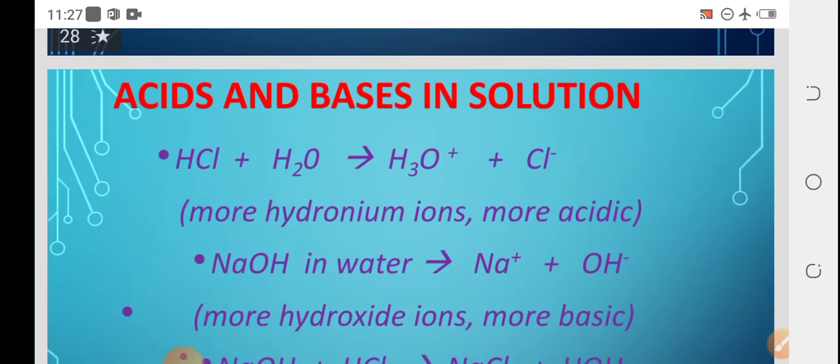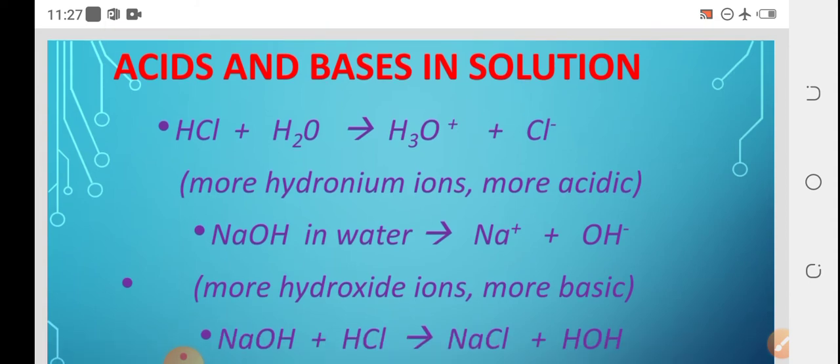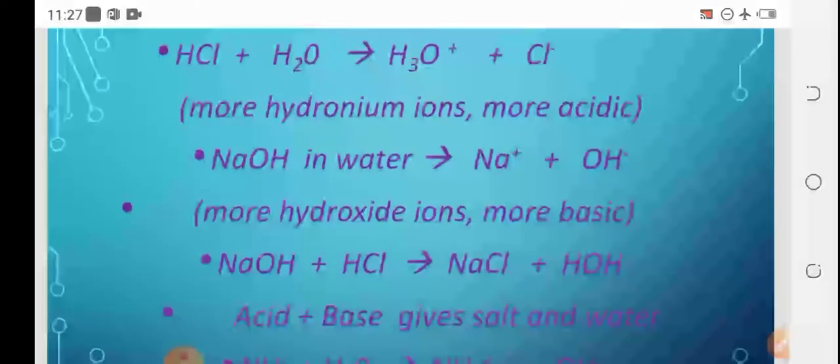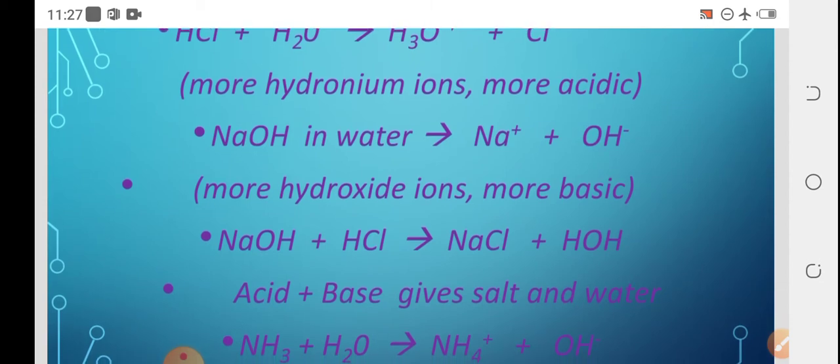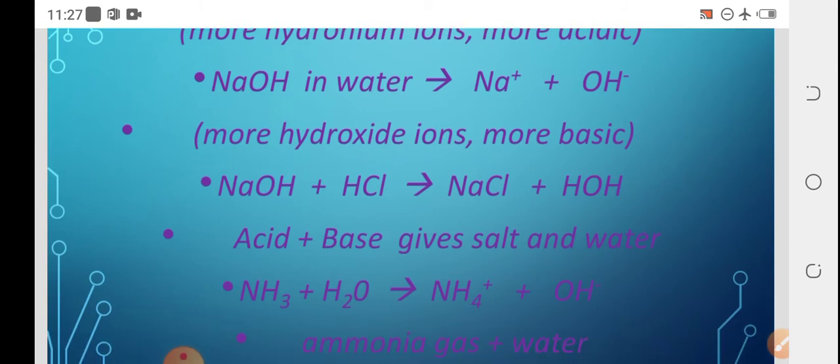A few more reactions about this: acid and base in a solution. When hydrochloric acid reacts with H2O, that is water, it forms H3O+ ions and releases chloride. More hydronium ions means more acidic. Similarly, when sodium hydroxide dissolves in water, it forms Na+ and OH-. That means it releases more hydroxide ions.